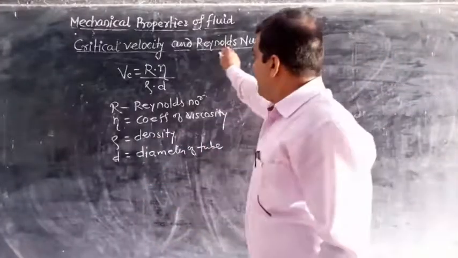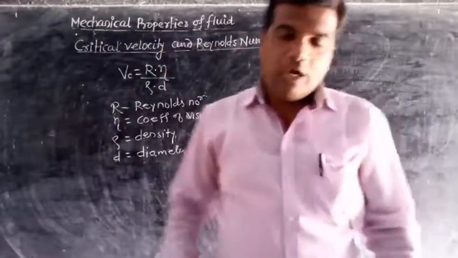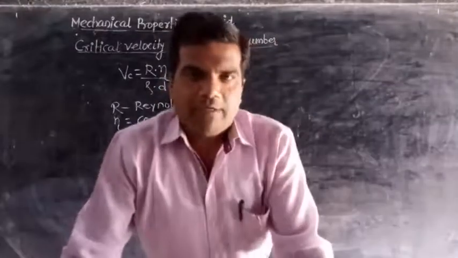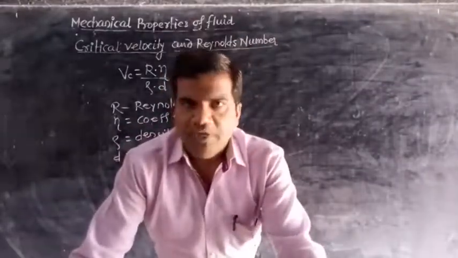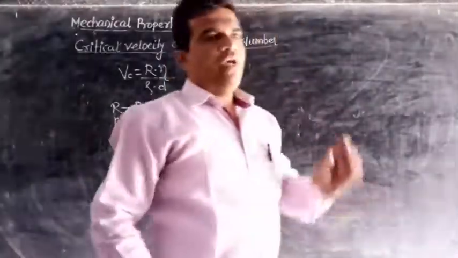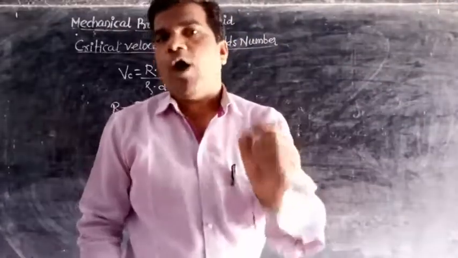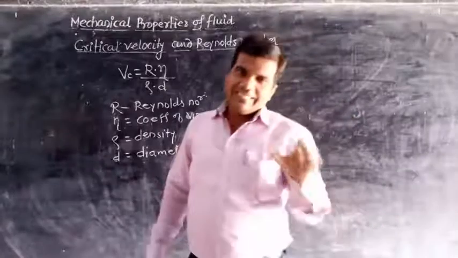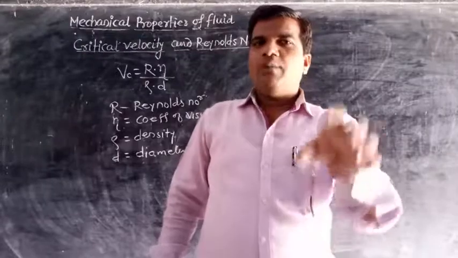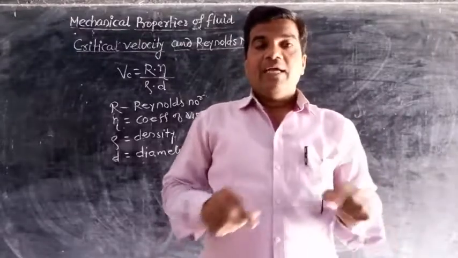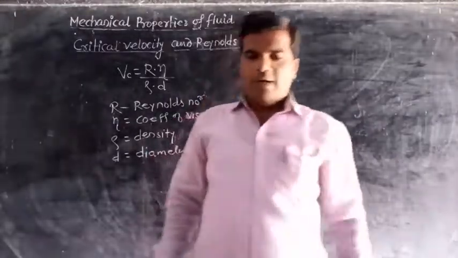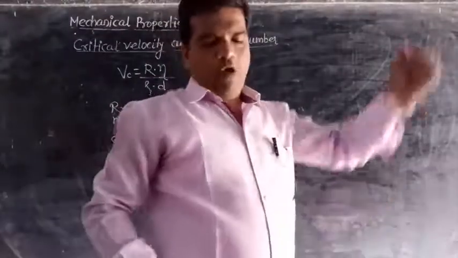Now second is Reynolds number. So what is Reynolds number? Reynolds number is a pure number. It has no dimensions and no unit. So Reynolds number is a pure number which determines the nature of flow of liquid. Means whether it is a steady flow, a streamline flow, or a turbulent flow. This can be distinguished by using the Reynolds number, and therefore Reynolds number is a pure number which determines the nature of flow of liquid.